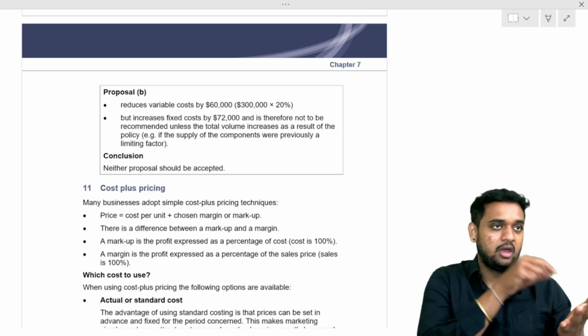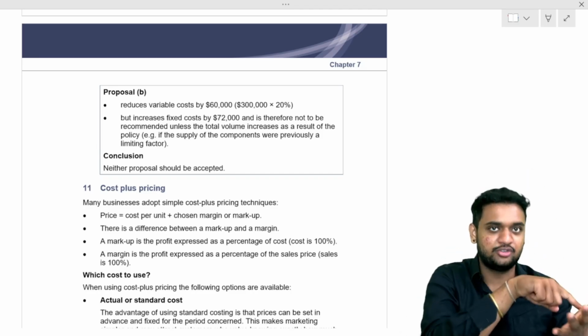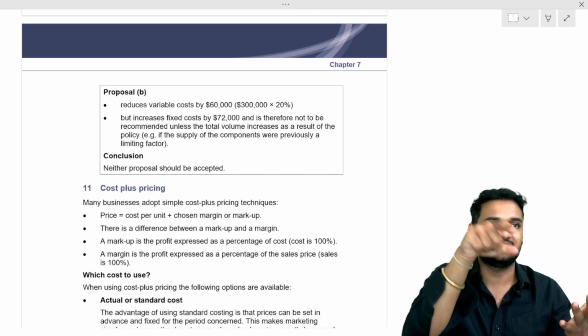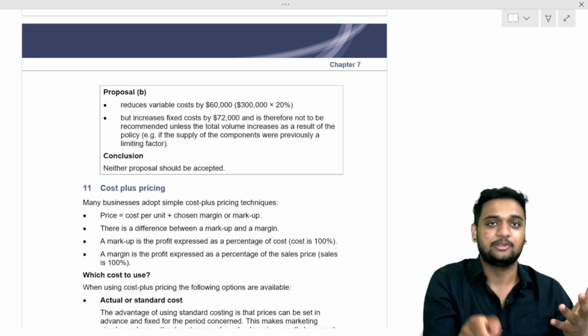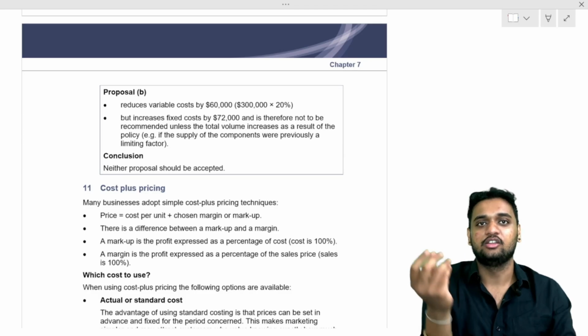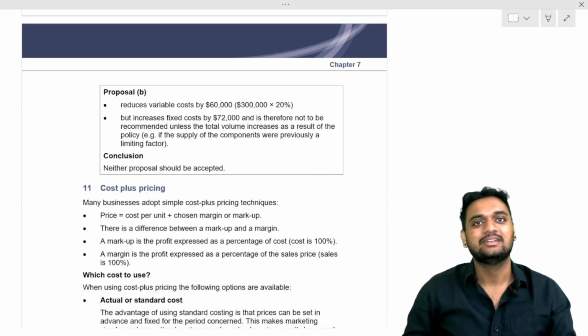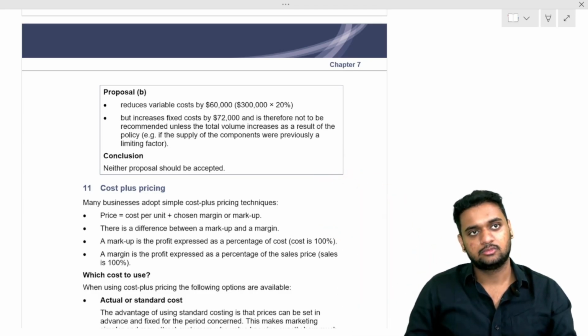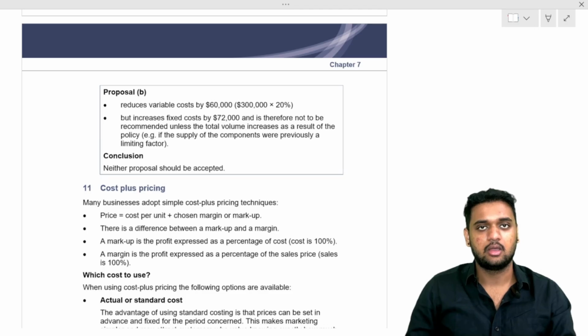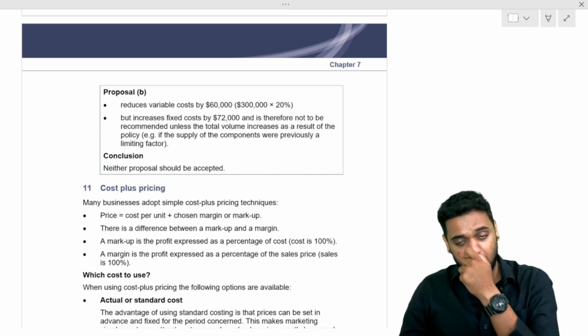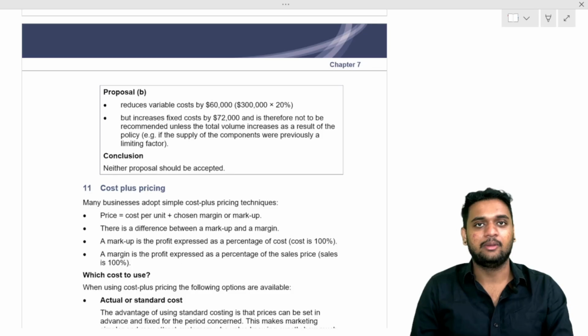Correct. Markup, from this you are upping. Cost plus is markup. So markup is on cost. Margin, what is the profit margin? You will calculate on sales. Suppose in the question your cost is 100 rupees. Markup is 20%. What is the selling price? 100 plus 20%, 100 plus 20 rupees. 120 rupees is your selling price.